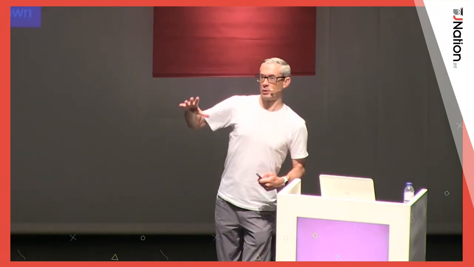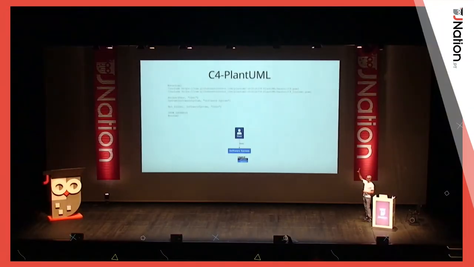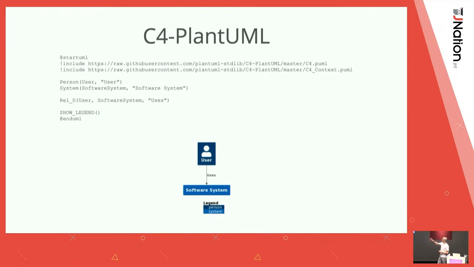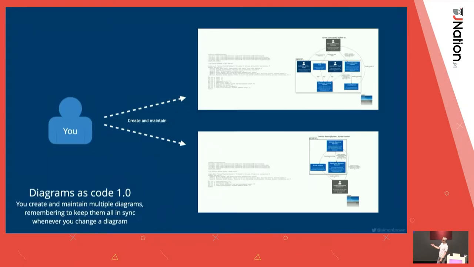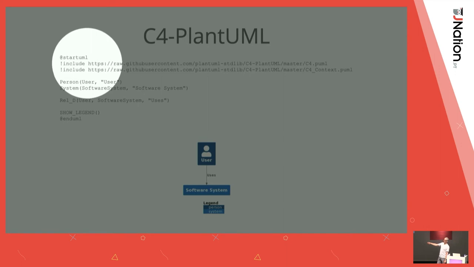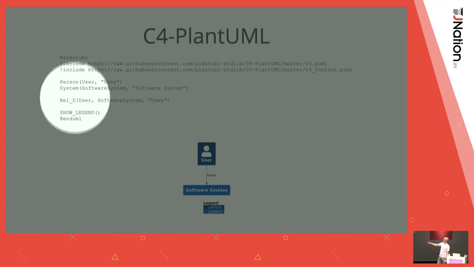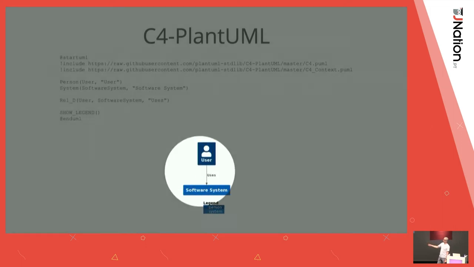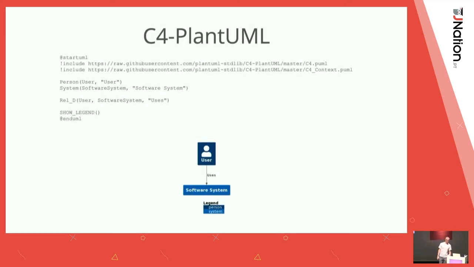For the C4 model, in terms of this tooling, there's something called C4 PlantUML. This is a set of open source macros for the PlantUML tooling. You include them via some exclamation mark include statements, and then C4 PlantUML allows you to craft up a diagram using a domain-specific type language. In this case, we're creating a person and a software system with a relationship between them, and that gives us this wonderful little diagram at the bottom.